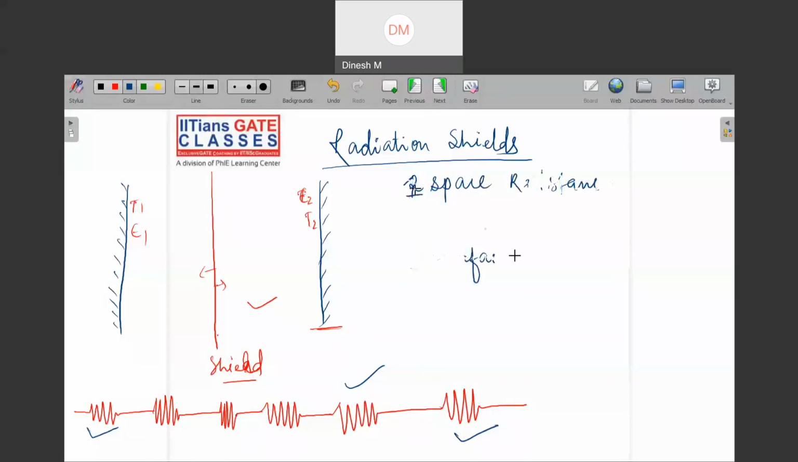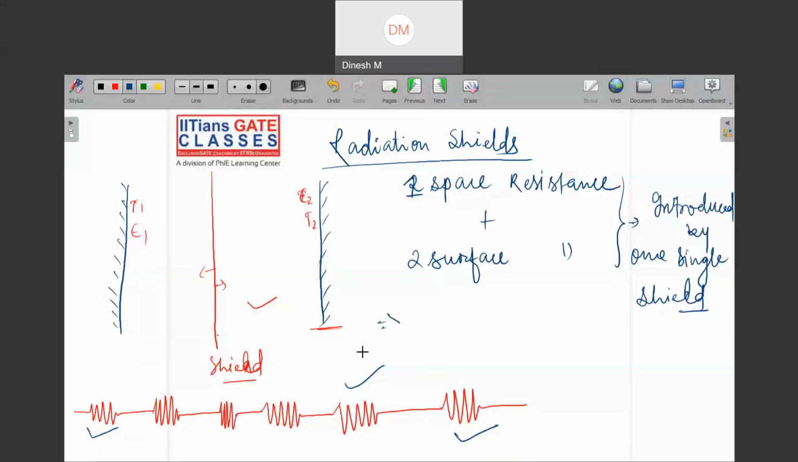Okay, so let us say that if you are introducing n shields, then how many surface resistances will it introduce? 2n. And how many space resistances? n. So got the idea? There can be questions based on this fact also. Okay. So how much energy you are able to reduce, you will have to take care of all these. But let me help you to draw with one special case.